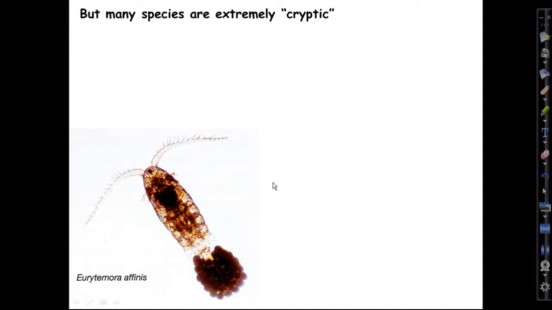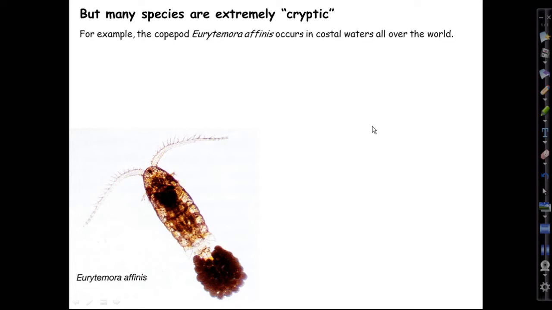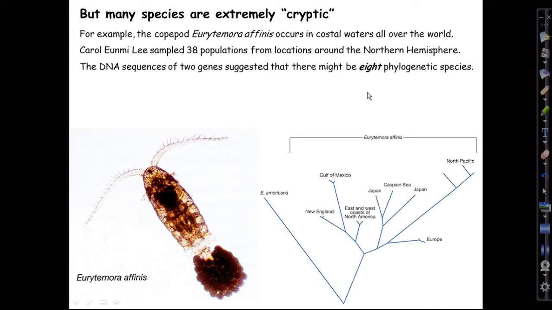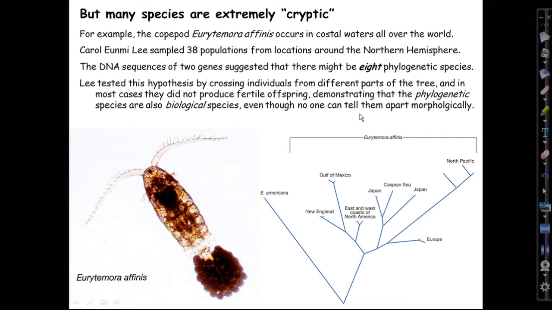Very simple. But many species are real, but completely cryptic. That is, impossible to tell apart by looking at them. For example, this copepod, Eurytemora affinis, is very abundant. It occurs in coastal marine waters all over the world. Carol Lee sampled many populations from locations all around the northern hemisphere and did DNA-level population genetics on them. Two genes suggested that there might be something like 8 phylogenetic species, and a feeling for that is given by this cladogram of populations from different collecting localities.